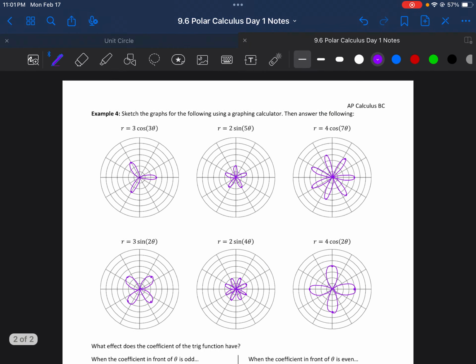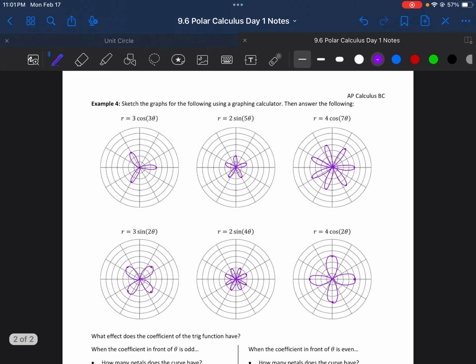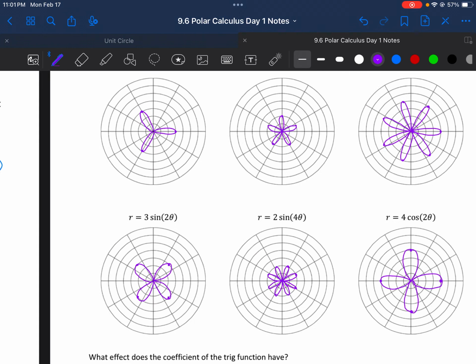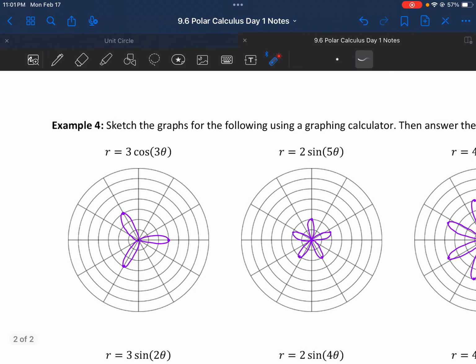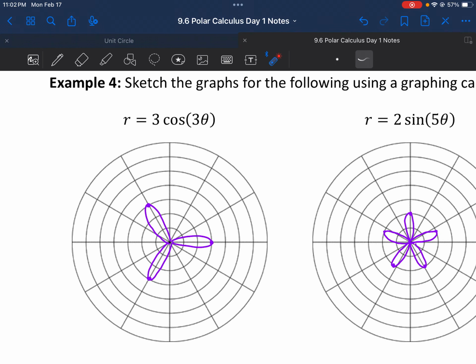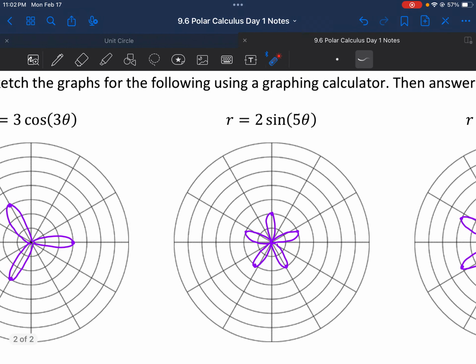Now let's talk about a couple things that are very important for these rose curves, okay? These are called rose curves. So what effect does the coefficient of the trig function have? So look at all 6 examples, the coefficient being the number out front. If you look at them, it's pretty easy to tell. The coefficient is showing the length of the petal. Okay, in this example, when the coefficient was 3, notice that 1, 2, 3, r is 3 here. Okay, that's the length of these petals.